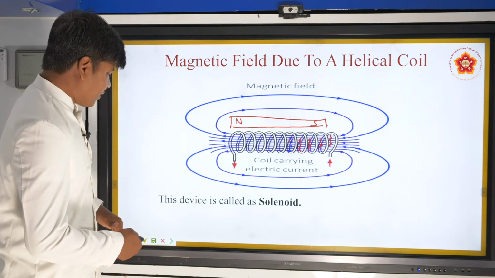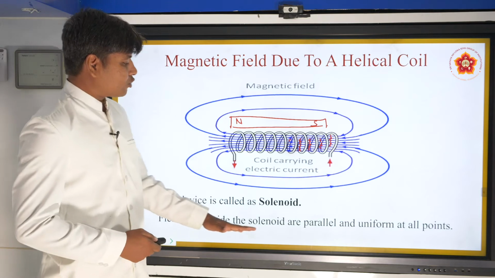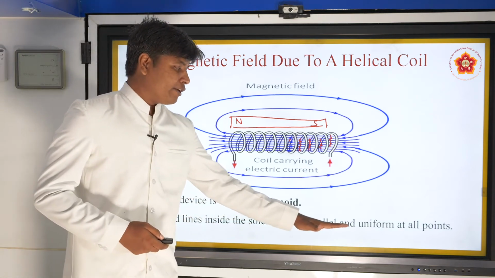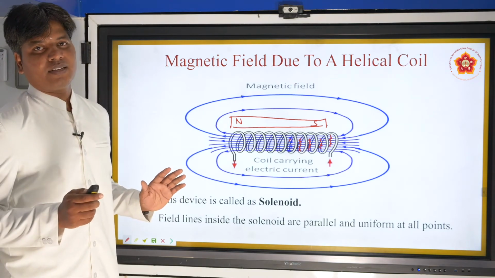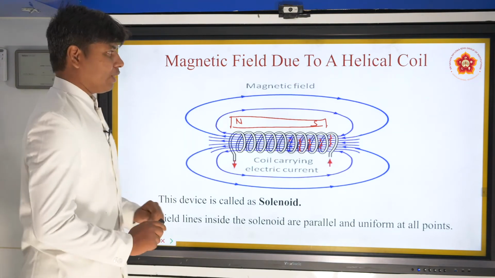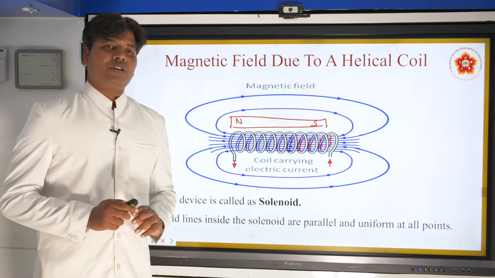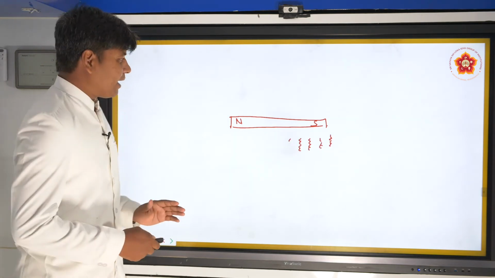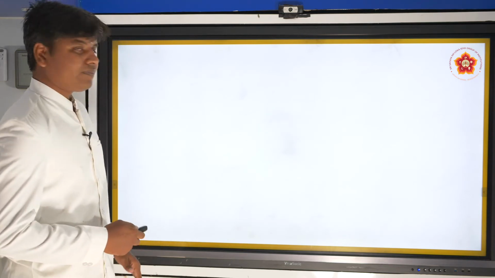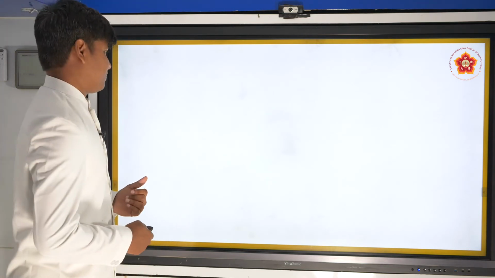So what we conclude? Field lines inside the solenoid are parallel and uniform at all points. They are uniform at all points. Right? Now let us go and explore whether it is really a magnet or not, and let us see about the advantages of it.